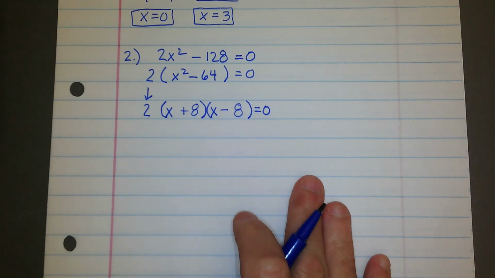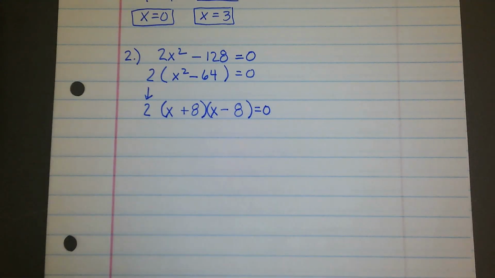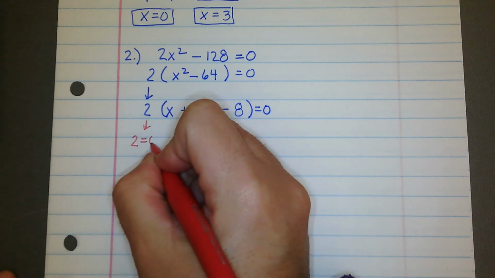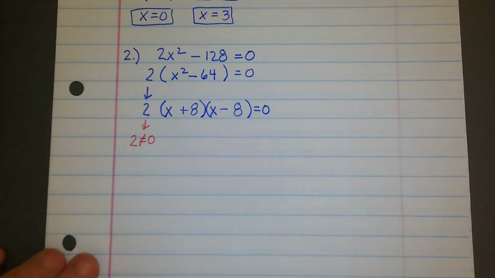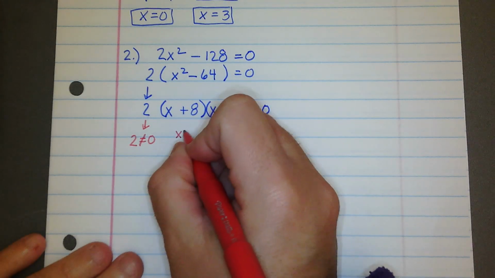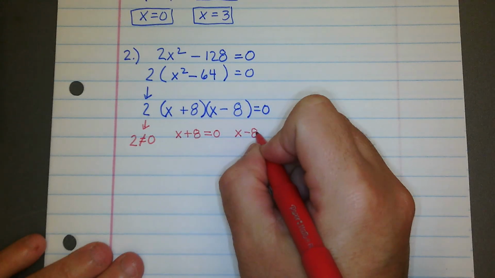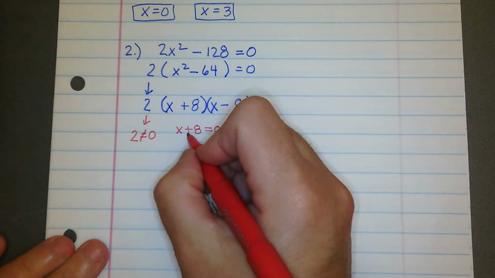Okay, so these are our factors. Now we have to set each factor equal to 0. Now check this out. I'm going to do this part in red. I want you to see it. This is a factor. Is 2 equal to 0? No. So that's not a true answer. That's not a place where it's going to cross on the x-axis. But x plus 8 equals 0, and x minus 8 can equal 0. And we're going to solve each of those.